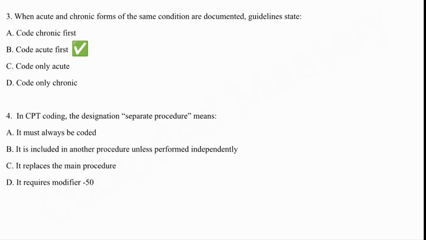In CPT coding, the designation separate procedure means option A, it must always be coded. Option B, it is included in another procedure unless performed independently. Option C, it replaces the main procedure. And option D, it requires modifier 50.